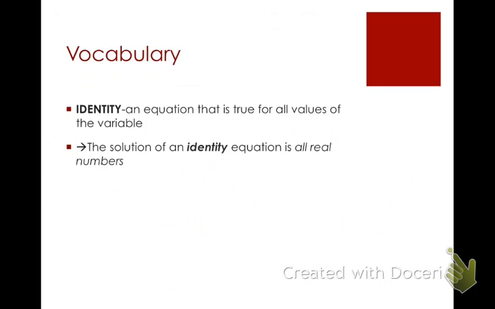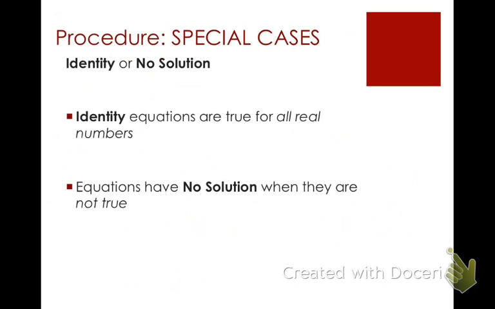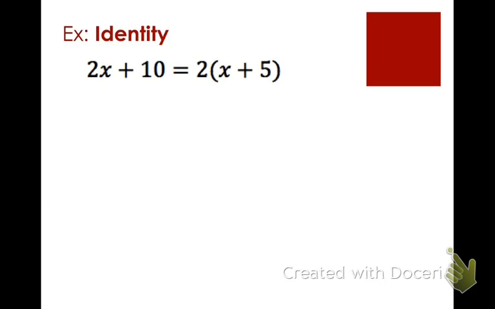Our only new vocabulary word in this section is identity, which is just a type of equation that is true for all values of the variable. So the solution of an identity would just be all real numbers. So let's look more specifically at our special cases. Your only special cases are going to be either an identity or an equation that has no solution. Again, an identity is an equation that's true for all real numbers. An equation with no solution just means it's an equation that's not true.